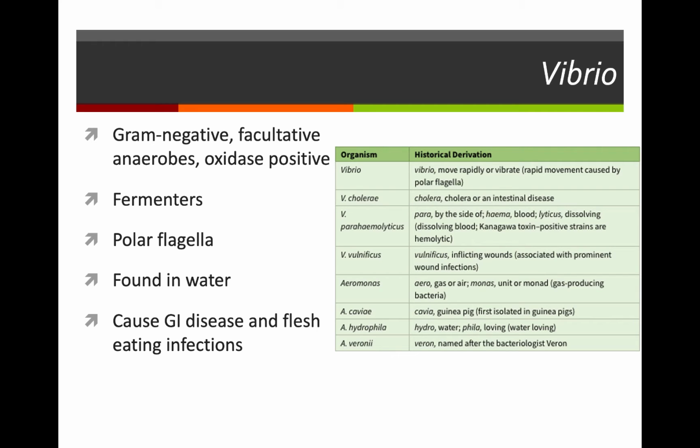Vibrio species do fermentation of various carbohydrates. They have polar flagella and are often associated with contaminated water. There are two major types of infections caused by various Vibrio species, either significant GI disease or they are also causes of flesh-eating infections.